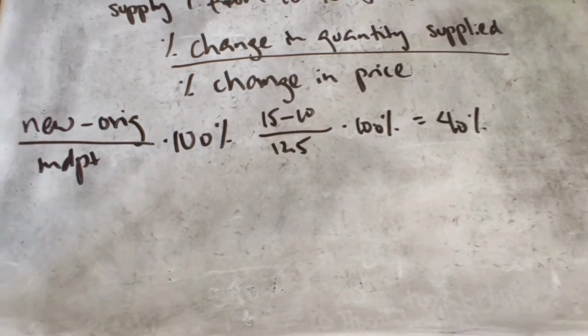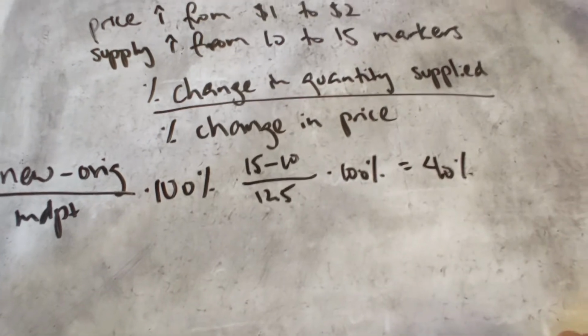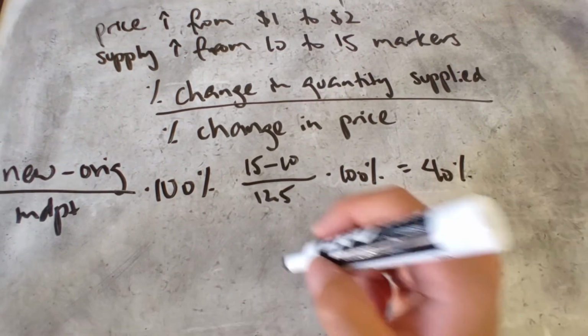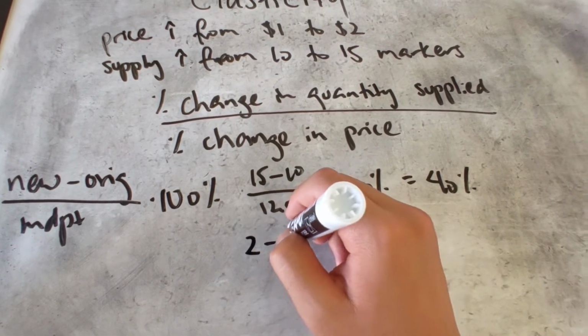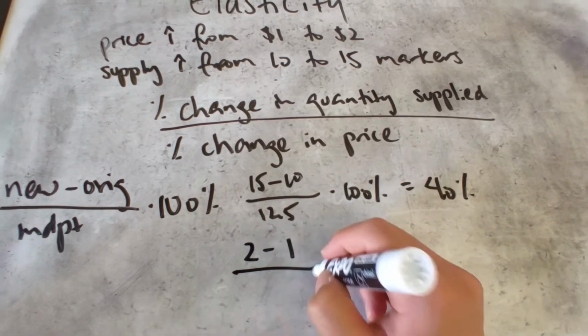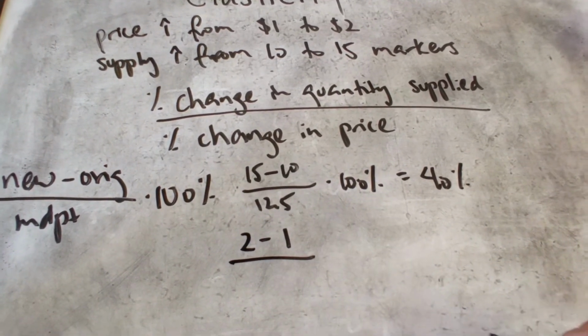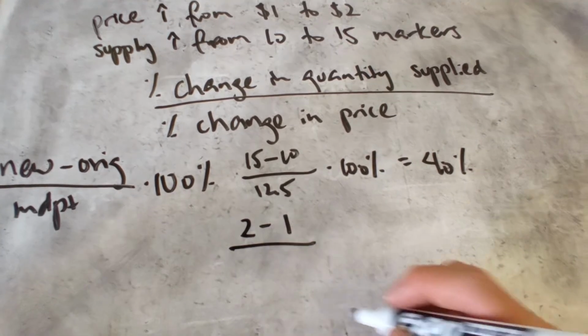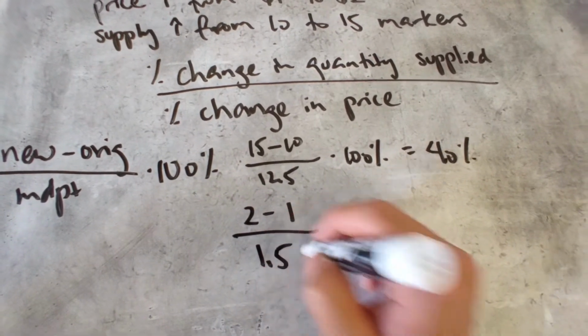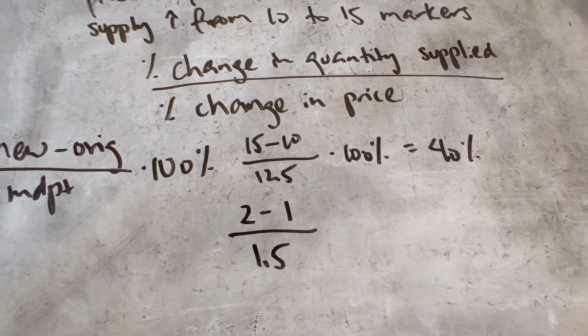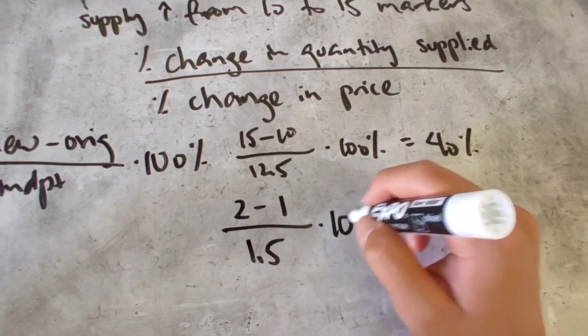Now let's find the percent change in price. This would be from $1 to $2. So the new would be $2 minus the original, which is 1, over the midpoint, which is the average between these two values, which would be 1.5. You can find this by adding 2 plus 1, which is 3, and dividing it by 2, which is 1.5.